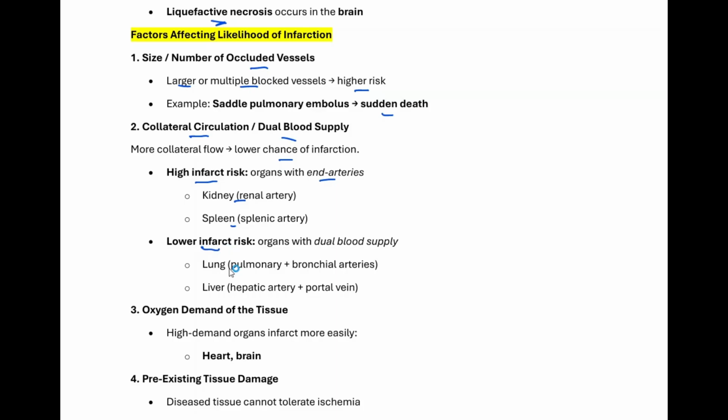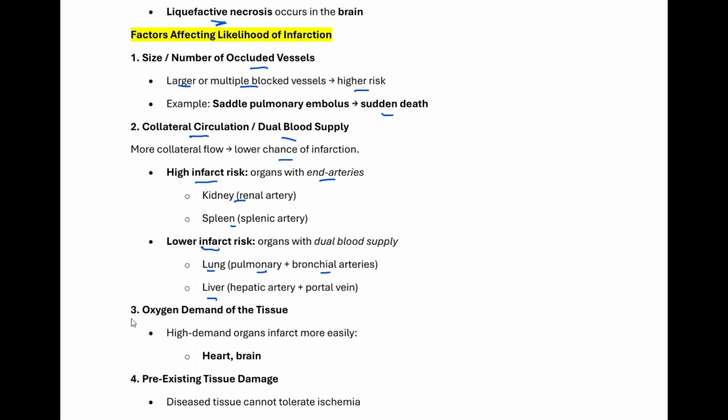Lower infarct risk, those are organs with dual blood supply, like we mentioned in the case of lungs. So with lungs, we have the pulmonary and the bronchial arteries. As opposed to the liver, we have the hepatic artery and the portal vein. So that's why the lung and the liver are less prone to infarction, as opposed to the kidney and the spleen, whereby they have the end artery or single artery, they are more prone to infarction.